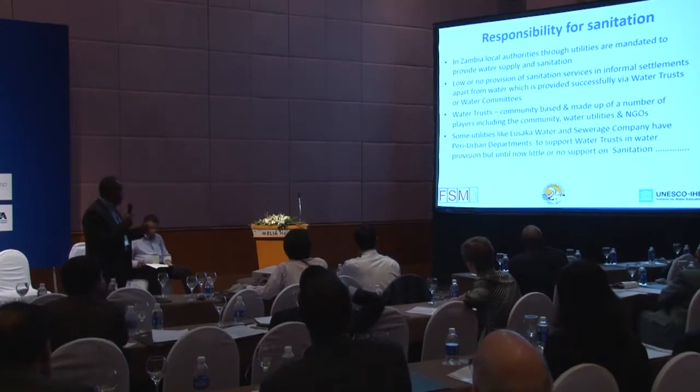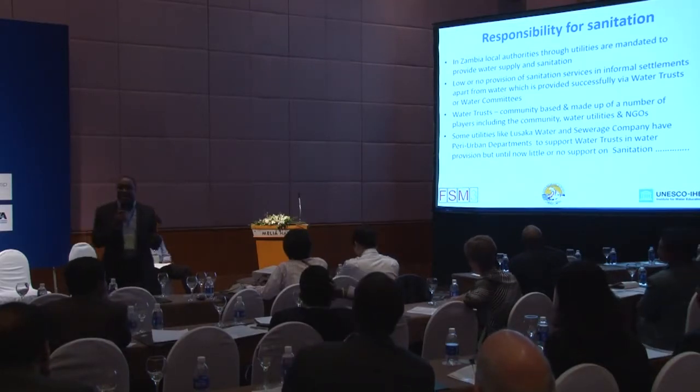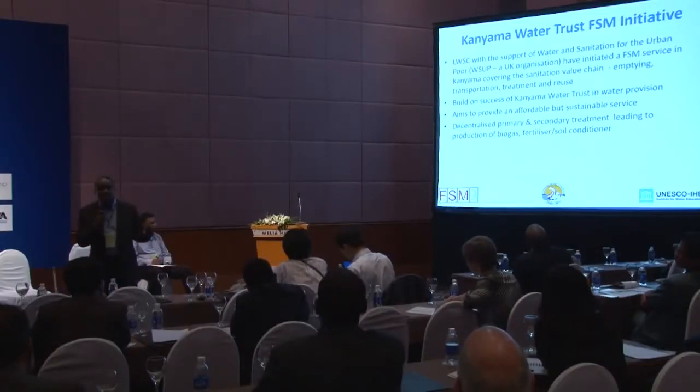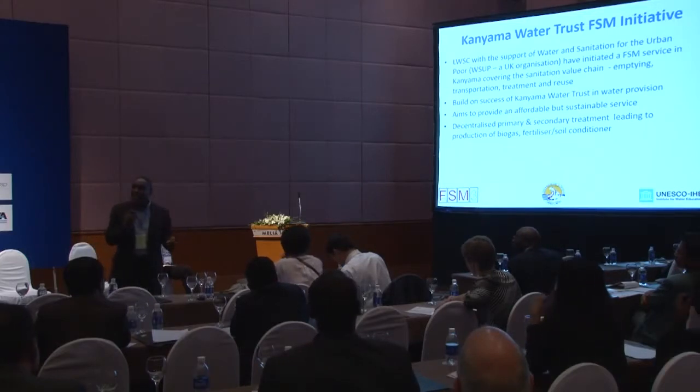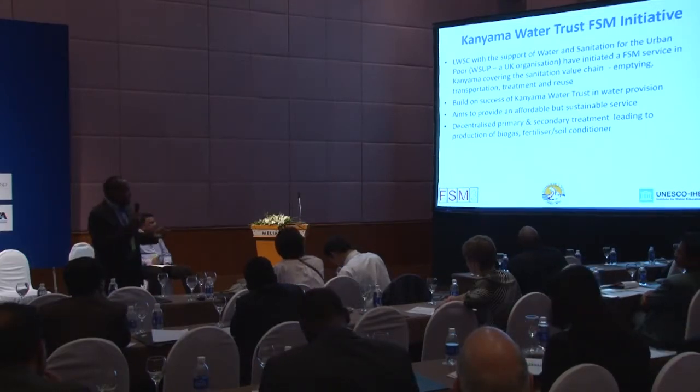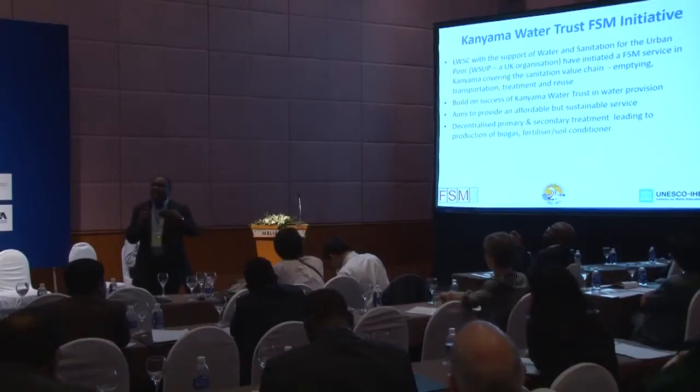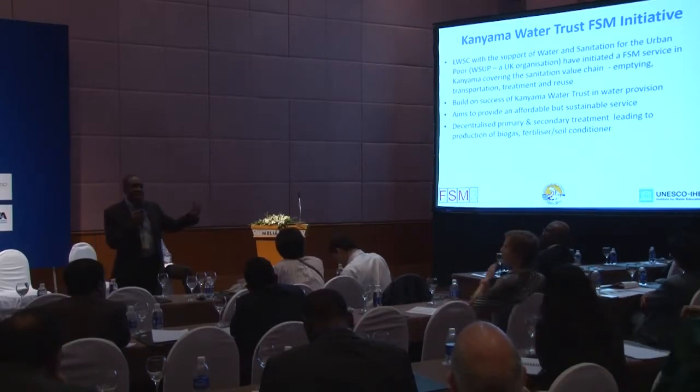But sadly, in as much as these commercial utilities are mandated to provide water supply and sanitation services to everybody, they don't extend sanitation services to most of the urban poor communities. They tend to focus only on water supply, and they do that through water trusts, and water trusts are community-based organizations that are made up of the community members, water utilities, NGOs, and other key stakeholders.